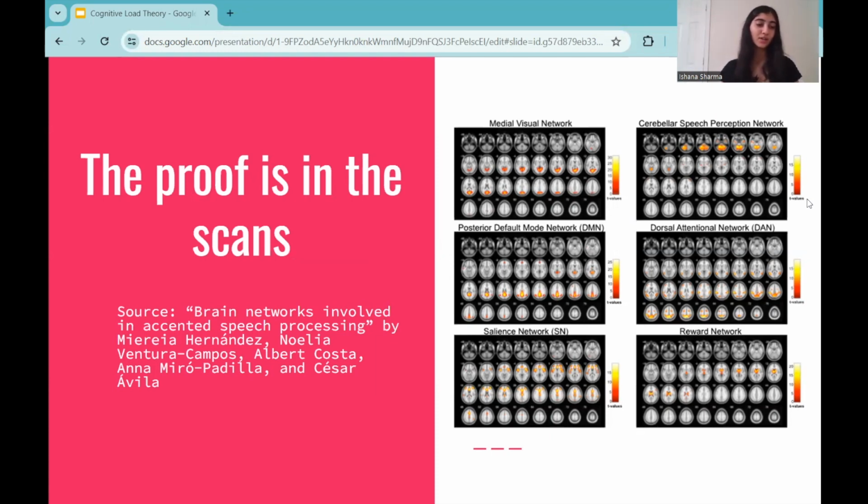In the task, participants watched clips from the movie Alice in Wonderland, either spoken in their native language, which was Castilian, or dubbed in a non-native accent, which was Latin American, or in an unfamiliar language, which was Dutch, as they underwent fMRI scanning. I talk more about the posterior default mode network, or the DMN, dorsal attentional network, or the DAN, and reward network in the next slide.